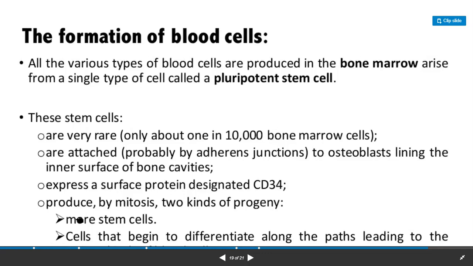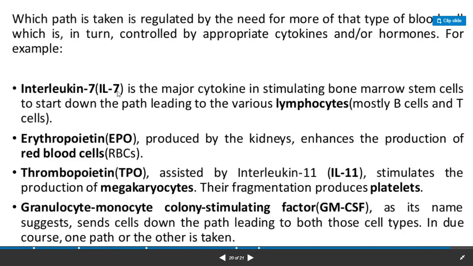They reproduce by a process called mitosis. They divide, and then they form two kinds of progeny. They can form more stem cells, so they can renew themselves, and cells that begin to differentiate along paths leading to multipotent stem cells. Then we have interleukin 7, a major cytokine in stimulating bone marrow stem cells to start down the path leading to the various lymphocytes. So for lymphocytes to be produced, it is interleukin 7 that stimulates that.